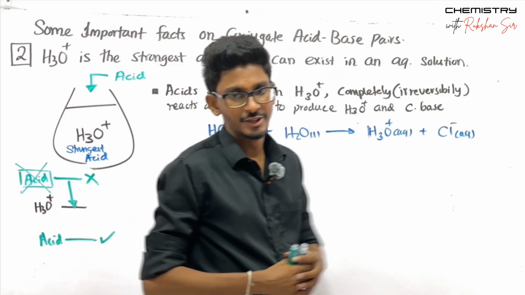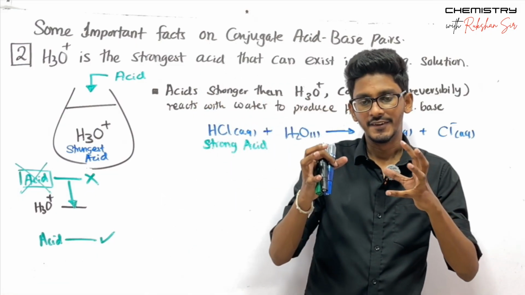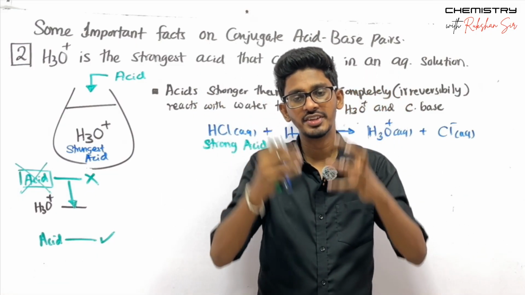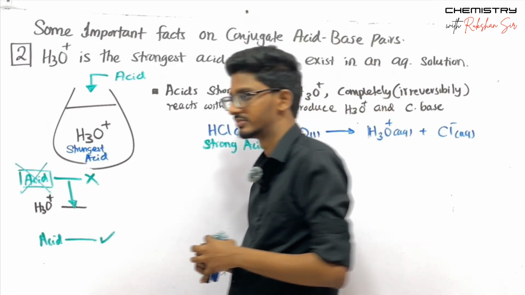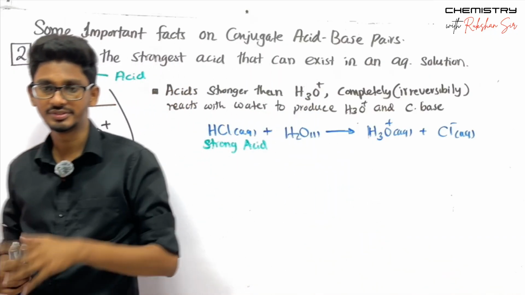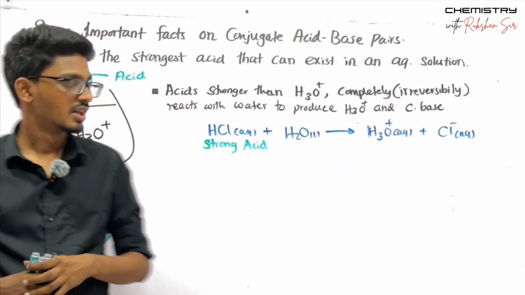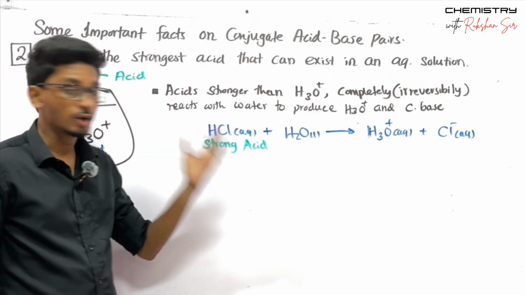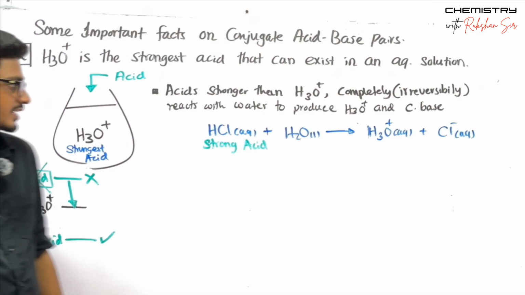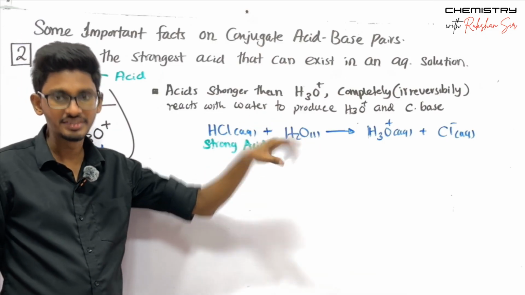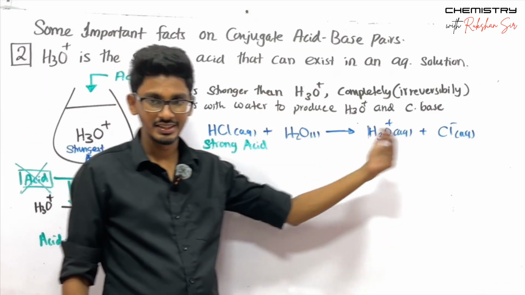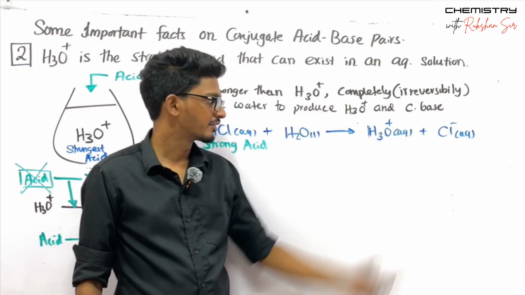Right? If it is stronger than H3O plus, we call it a strong acid. If it is a weaker acid than H3O plus, we call it a weak acid. That is relative to the H3O plus. The categorization is done. So, according to this theory, the strongest acid that could appear in an aqueous solution is the H3O plus.